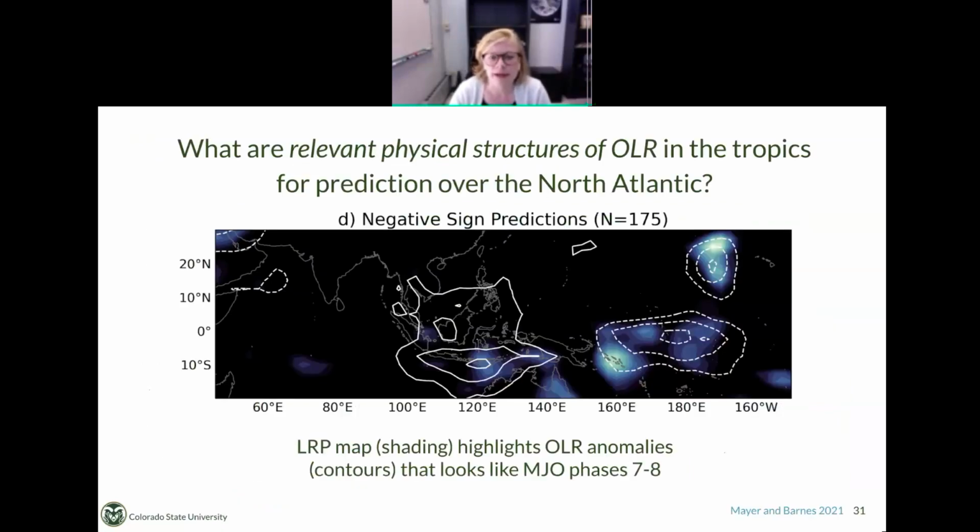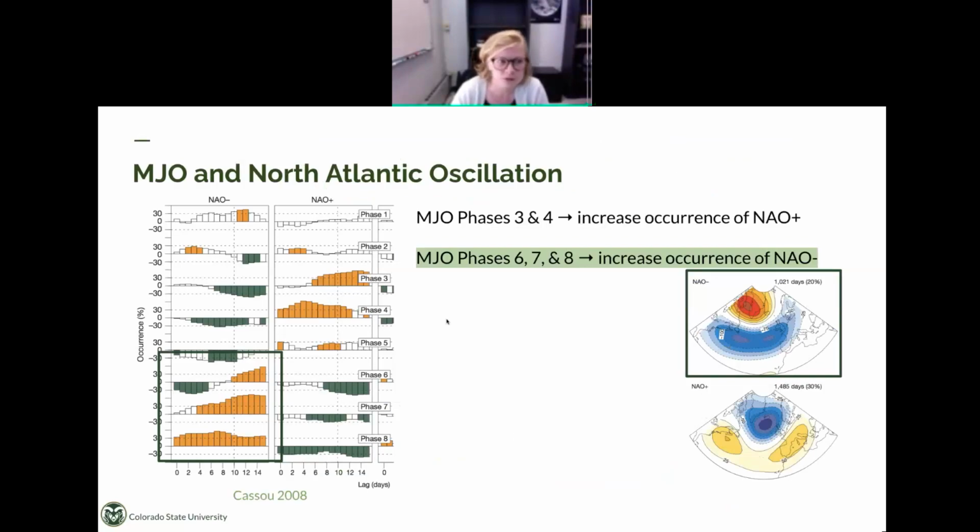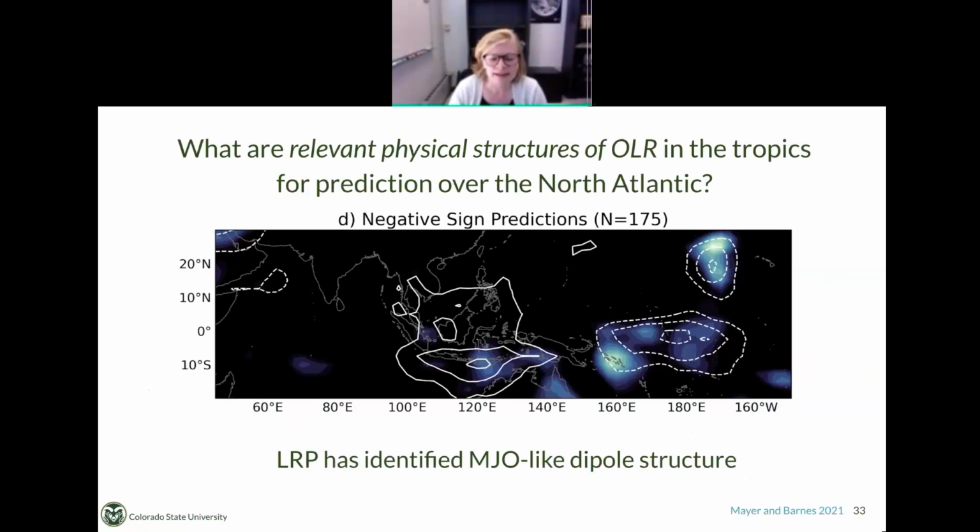For these confident and correct negative sign predictions, we can see again that the neural network is highlighting this maritime continent region, as well as the Western Pacific, which looks a lot like MJO phases 7 and 8. And again, we know from previous research that the MJO and the NAO are linked, and MJO phases 6, 7, and 8 have been shown to lead to an increased occurrence of the negative NAO phase, which is also consistent. So LRP has identified these MJO-like dipole structures, which we know from previous research lead to the corresponding sign in the North Atlantic.